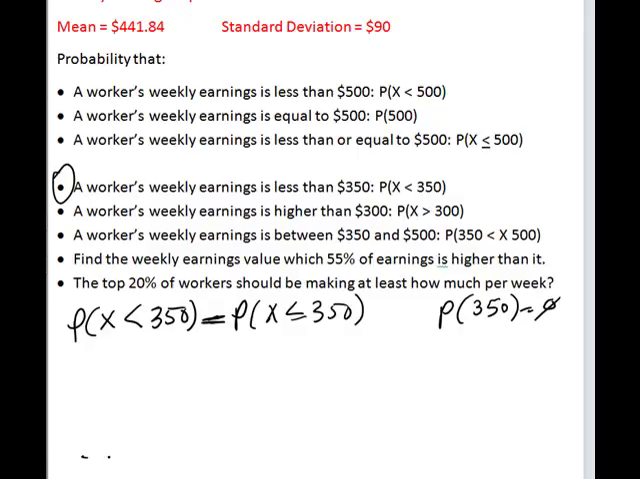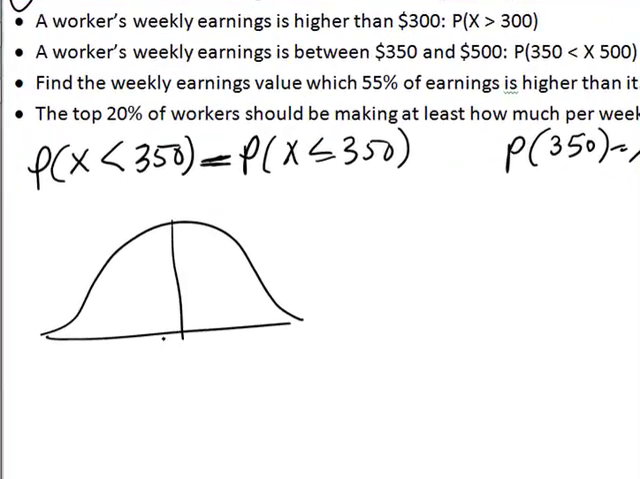Having reviewed that, let's go ahead and create our normal distribution. On the x-axis, the mean is $441.84, and sigma is $90. We want to know the probability that X is less than 350. Now 350 is a value lower than the mean. So I will mark a point on the x-axis to the left of the mean and just put down for it $350. We must convert that axis to z-axis.